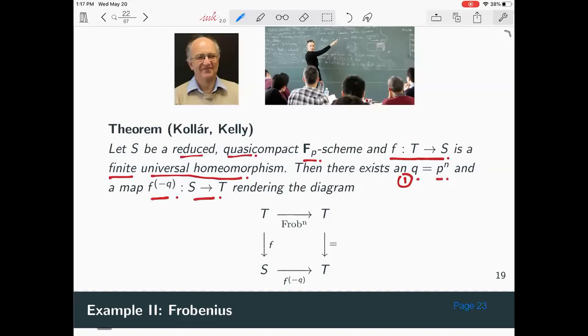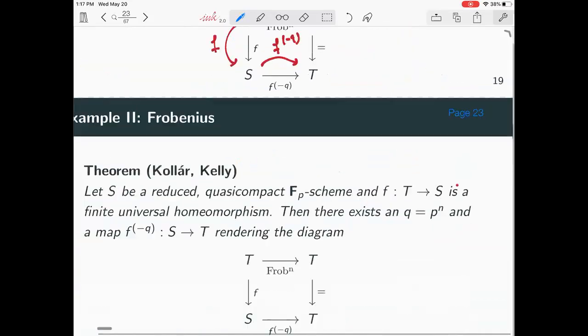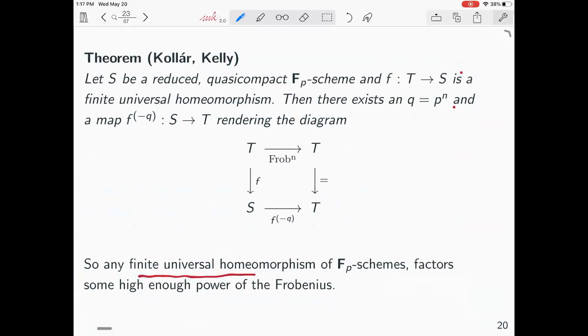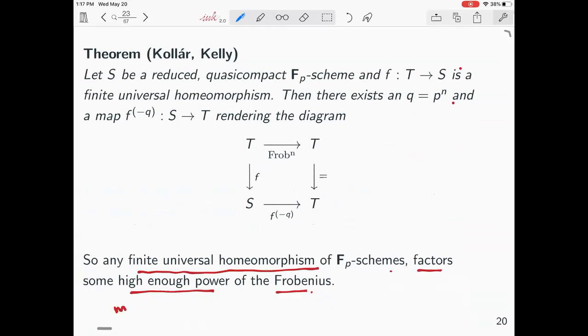So in other words, you apply f first, and then you apply this f^{-q}, and then it factors the Frobenius. So any finite universal homeomorphism of F_p schemes factors through a high enough power of the Frobenius. So more or less, a finite universal homeomorphism in characteristic p is some power of the Frobenius. That's the slogan that you might want to think about.